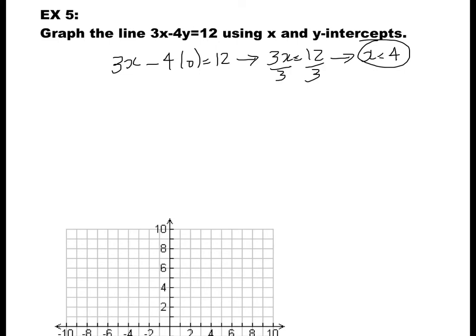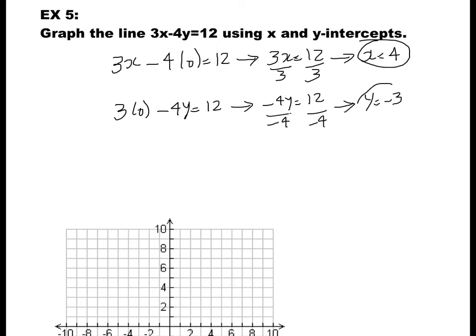For y-intercept, we set x equal to 0. So we get 3 times 0 minus 4y is equal to 12, or negative 4y is equal to 12. Dividing by negative 4, we get y is equal to negative 3. So the y-intercept is equal to negative 3, and the x-intercept is 4.